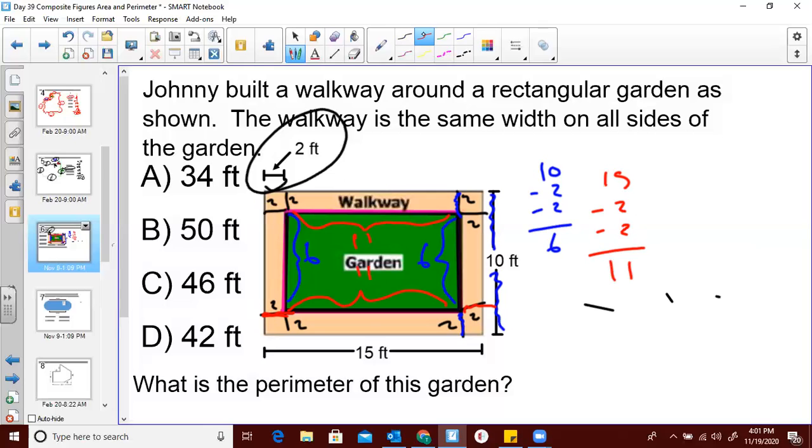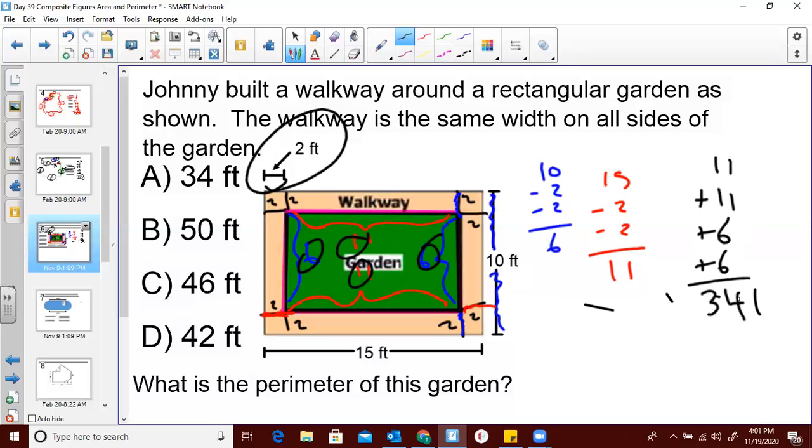So when I add, I have 11 plus 11 plus 6 plus 6. Remember, cross them out as you go or circle them, whatever works for you. 22, 20, 22, 28, 34. It looks like 34 feet. So our answer would be A.